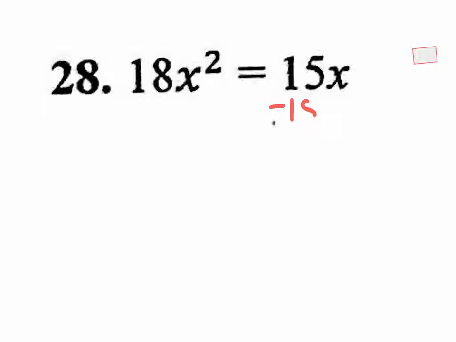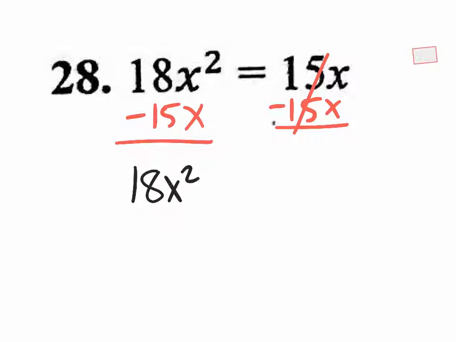Let's subtract 15x and subtract 15x. Now we all should know that you can't do x squared take away x. They're different terms, so you're just going to rewrite it. You're going to have 18x squared take away 15x, but we will have equals 0 now, and that's what we wanted. So step 1 here was setting it equal to 0. Step 2 is to factor. Step 3 is to split and solve. So set it equal to 0, factor, split, and solve.